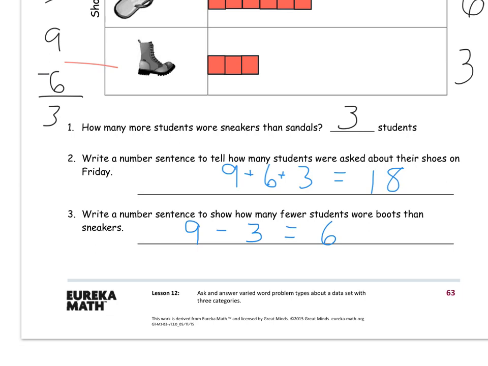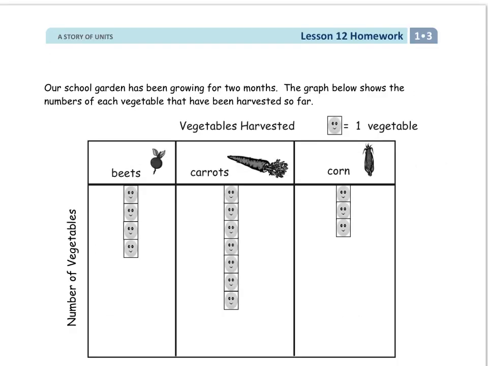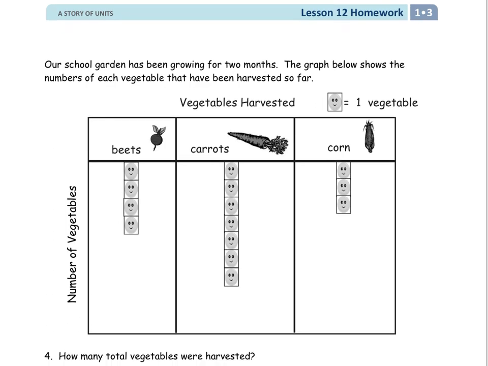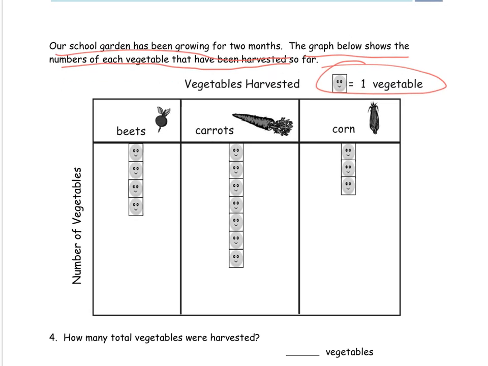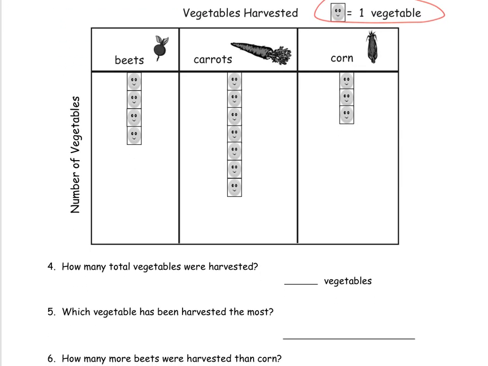Let's take a look at page 2. So on page 2, we see the directions up above. Our school garden has been growing for 2 months. The graph below shows the number of each vegetable that have been harvested so far. And I see the big part here is my key. One of those smiley faces equals 1 vegetable. So the thing that I always tend to do is I tend to count and write my numbers down below to help me a little bit better.